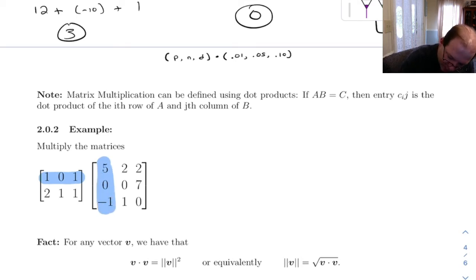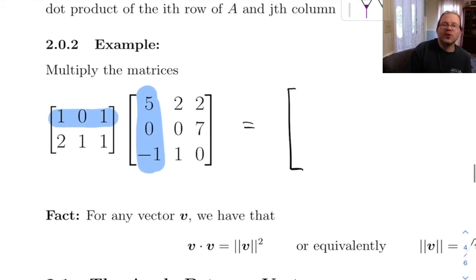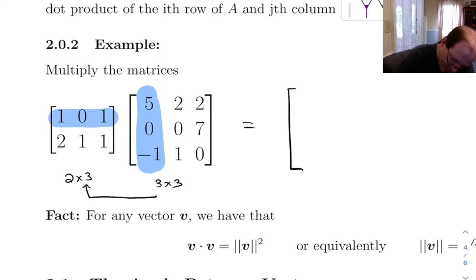So if we multiplied this out, well, first up, I find it hard to do a matrix multiplication without first writing out the sizes. This first one is 2 rows by 3 columns. This is 3 rows by 3 columns. So they are compatible. And we're going to get a 2 by 3 out of this. And we're going to dot product these things.